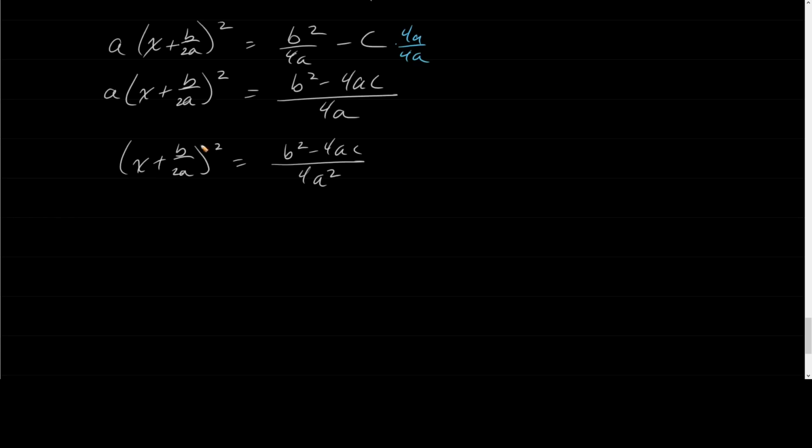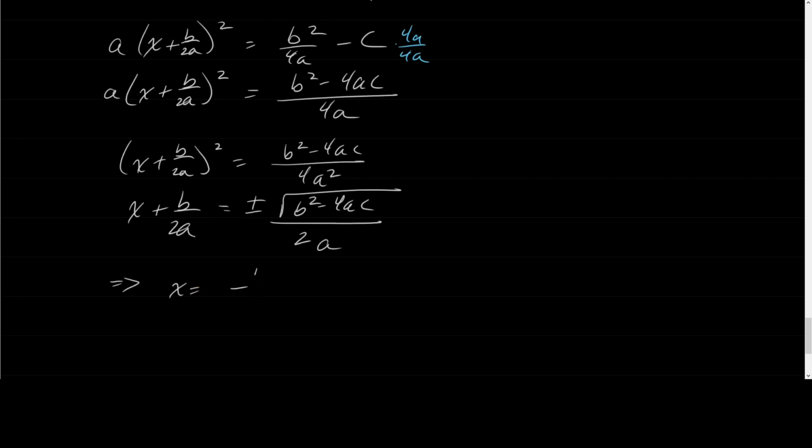Giving me now, if I take the square root of both sides, x plus b over 2a is equal to, well, taking the square root of an equation, so plus or minus the square root of the top, so b squared minus 4ac, over the square root of the bottom. The square root of 4 is 2, the square root of a squared is just a. So this gives me now my final answer of x is equal to negative b over 2a plus or minus the square root of b squared minus 4ac over 2a. But as you'll note, they're both over 2a. So what we can do is just rewrite this all over 2a.